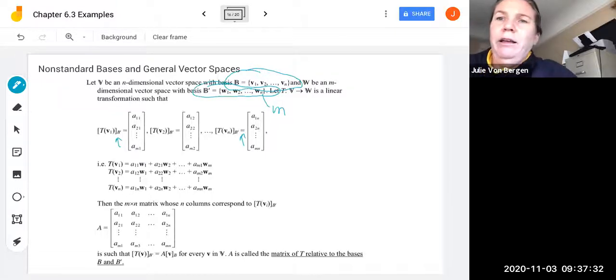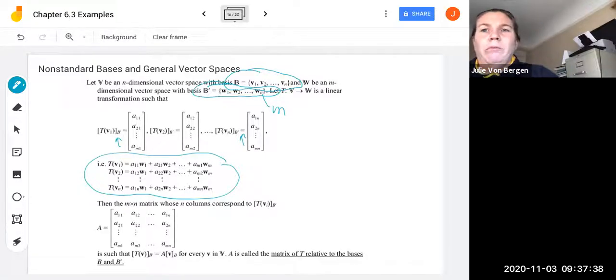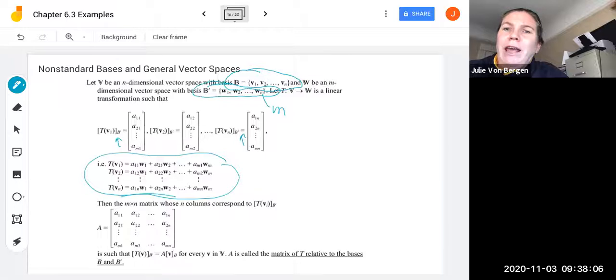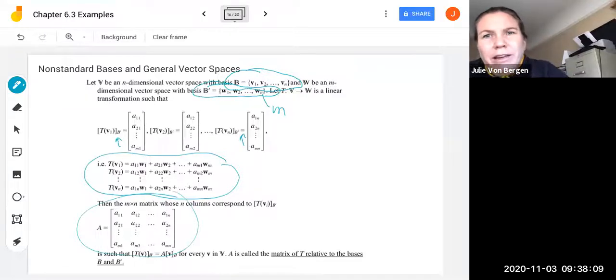Or in other words, writing it as a linear function, T of V1 equals A11 W1 added through Am1 Wm, all the way through T of Vn equals A1n multiplied by W1 added through Amn multiplied by Wm, where these A's are our scalars. Then our m by n matrix, whose n columns correspond to T acting on the Vi's relative to basis B prime, is this matrix A here. You can say each column corresponds to our standard matrix A here.